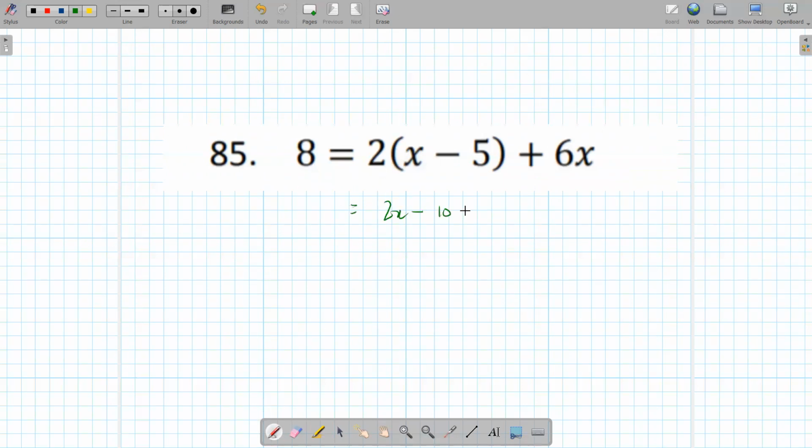2x minus 10 plus 6x equals 8. And then you want to group up the like terms. 2x plus 6x is 8x. Then you can throw the 10 to the other side, you get 18. So x is equal to 18 over 8, which is 9 over 4.